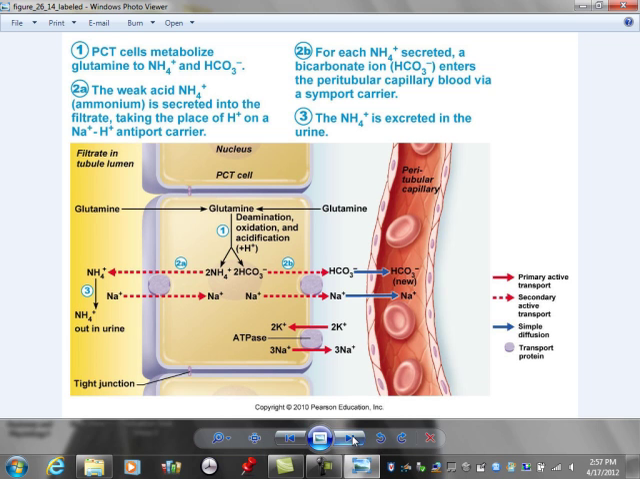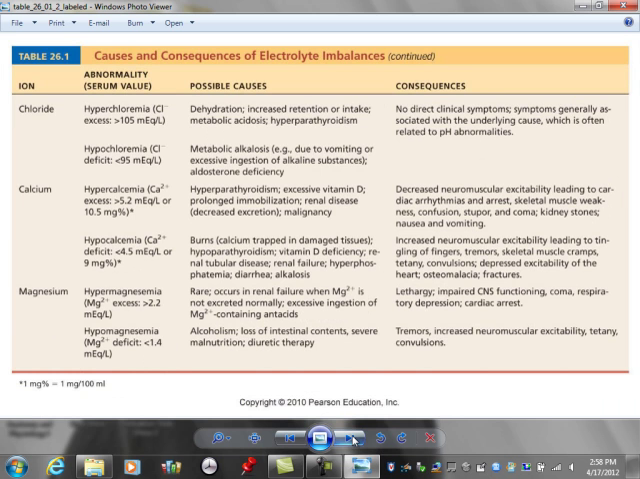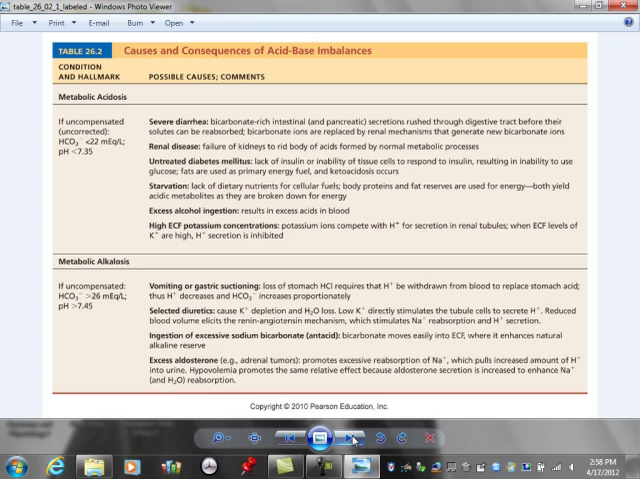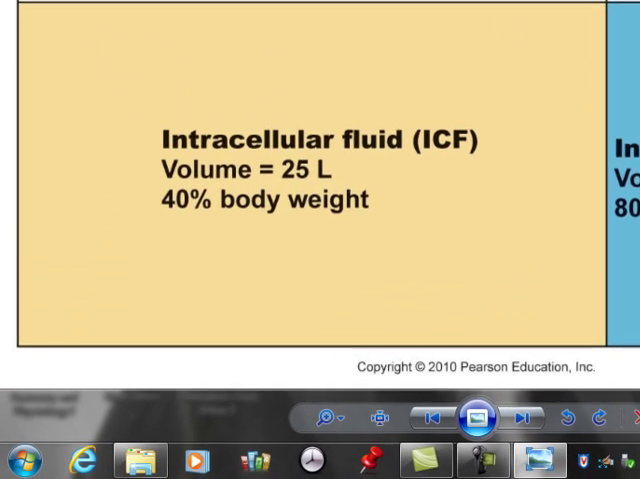So respiratory system, we know its role in helping to maintain pH, but the renal system is also going to have a role in helping to maintain pH as well. Kidneys, ureters, bladder, urethra, all of those wonderful little electrolytes, and some of the consequences of acid-base imbalances. Just a general knowledge. Yes? We're done with chapter 26.